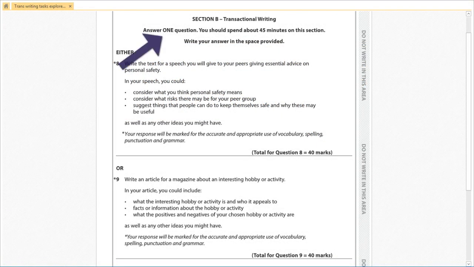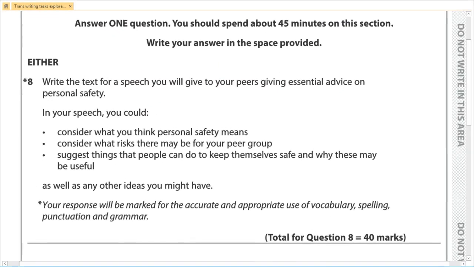So you always get the instruction at the top that you are to answer one question and that you should spend 45 minutes on this section, and that includes the planning time. So let's take a closer look now at these transactional writing tasks. Okay, so if we look at the first task on this section of the paper, we can see that you're given the main task, which is to write the text for a speech you will give to your peers giving essential advice on personal safety.